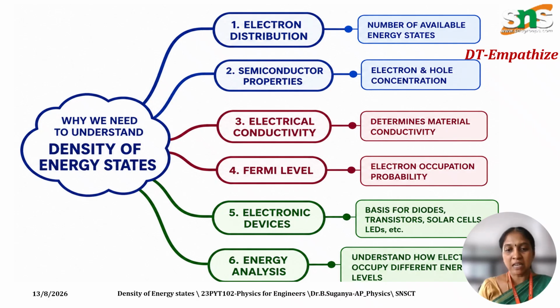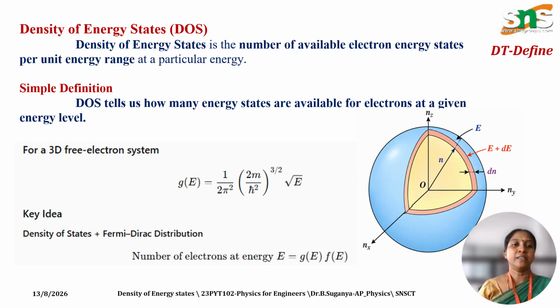So, energy analysis: understanding how electron occupancy is different in different energy levels that we can find. What is the density of energy states? That is simply called DOS. So density of energy states is the number of available electron energy states per unit energy range at a particular energy level. So the simple definition is: it tells how many energy states are available for electrons at a given energy level.